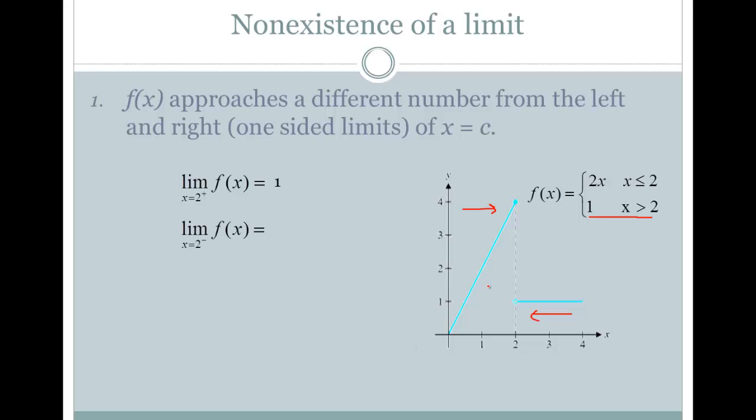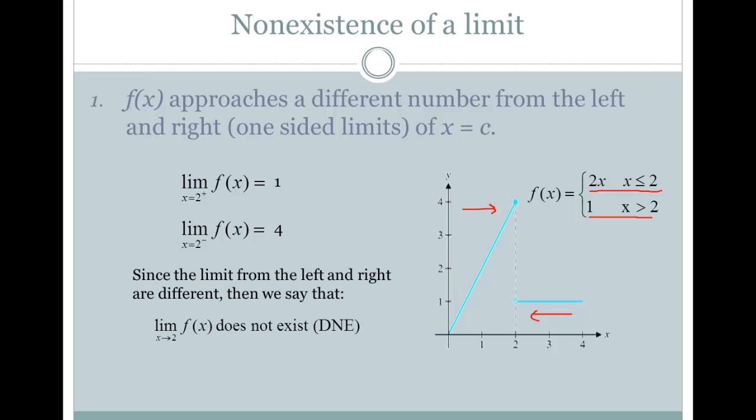But if I come in from the left, 1.999, I'm using this top part of the function, and I'm going to approach a value of 4. Okay, so from this side, it looks like I'm approaching 4. From this side, it looks like I'm approaching 1. Because I get a different value from the left and the right, I'm going to say that the limit does not exist. Okay? In order for the limit to exist, I must approach the same number from the left and the right. So there's one situation where a limit will not exist.